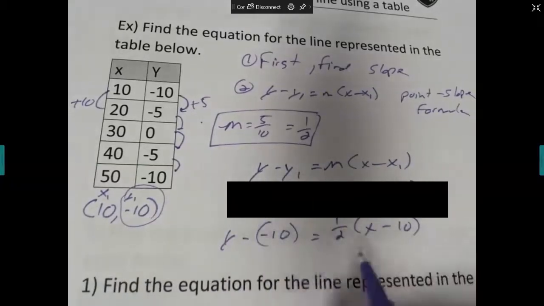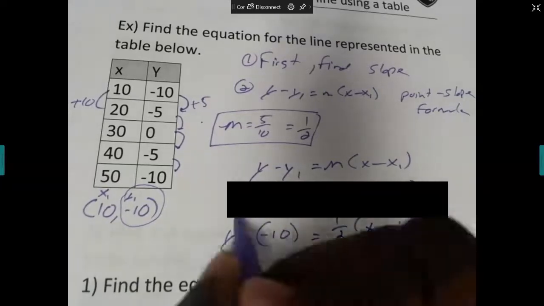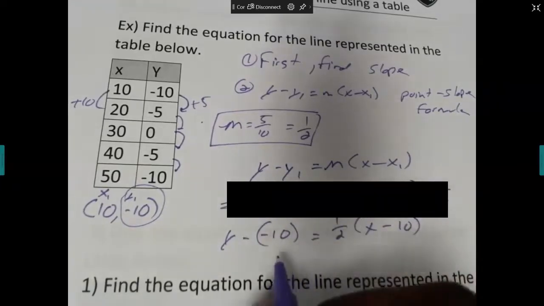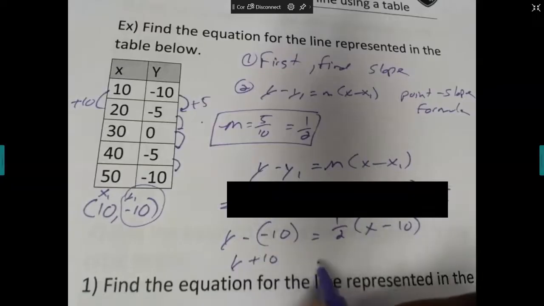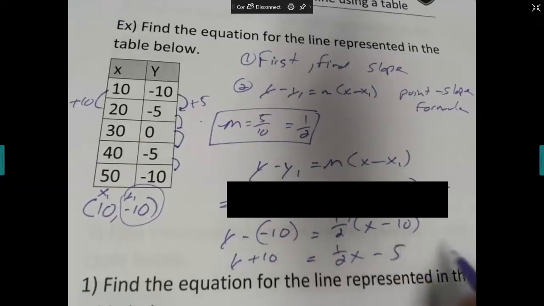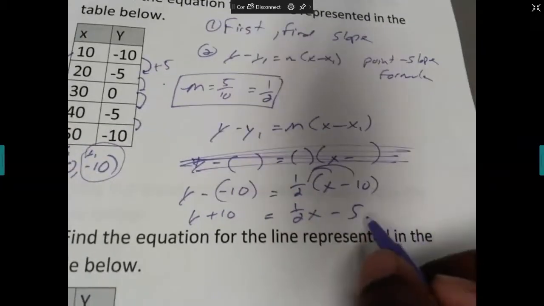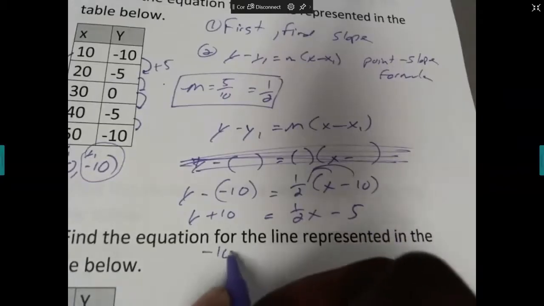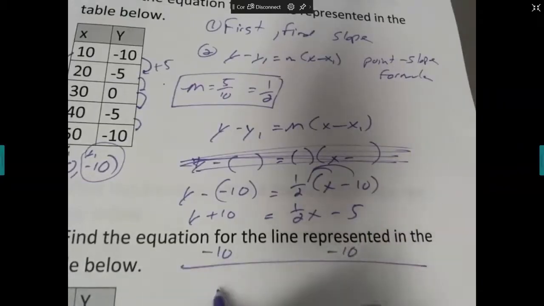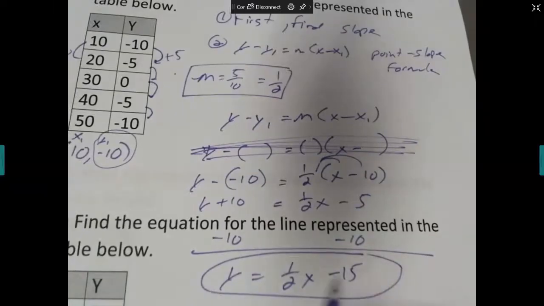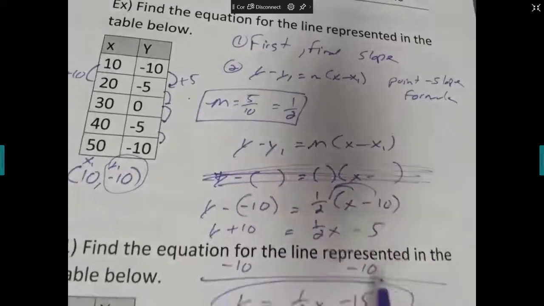I actually meant to plug it in there, so I don't need that line anymore. So this gives you y plus 10 equals 1/2 x subtract 5. Your final step in writing the equation for this line is you subtract 10 from both sides. You get y equals 1/2 x subtract 15. So the equation for that line is y equals 1/2 x subtract 15. Our goal was to write the equation for the line, and that's how we do it.